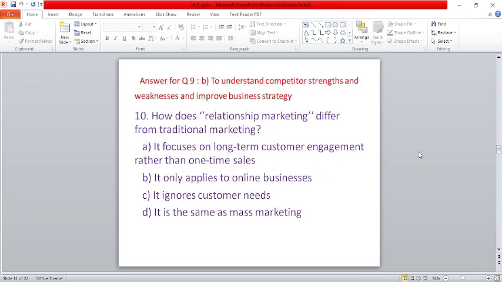Question number 10. How does relationship marketing differ from traditional marketing? A. It focuses on long-term customer engagement rather than one-time sales. B. It only applies to online business. C. It ignores customers' needs. D. It is the same as mass marketing. The answer for question number 10 is A. It focuses on long-term customer engagement rather than one-time sales.